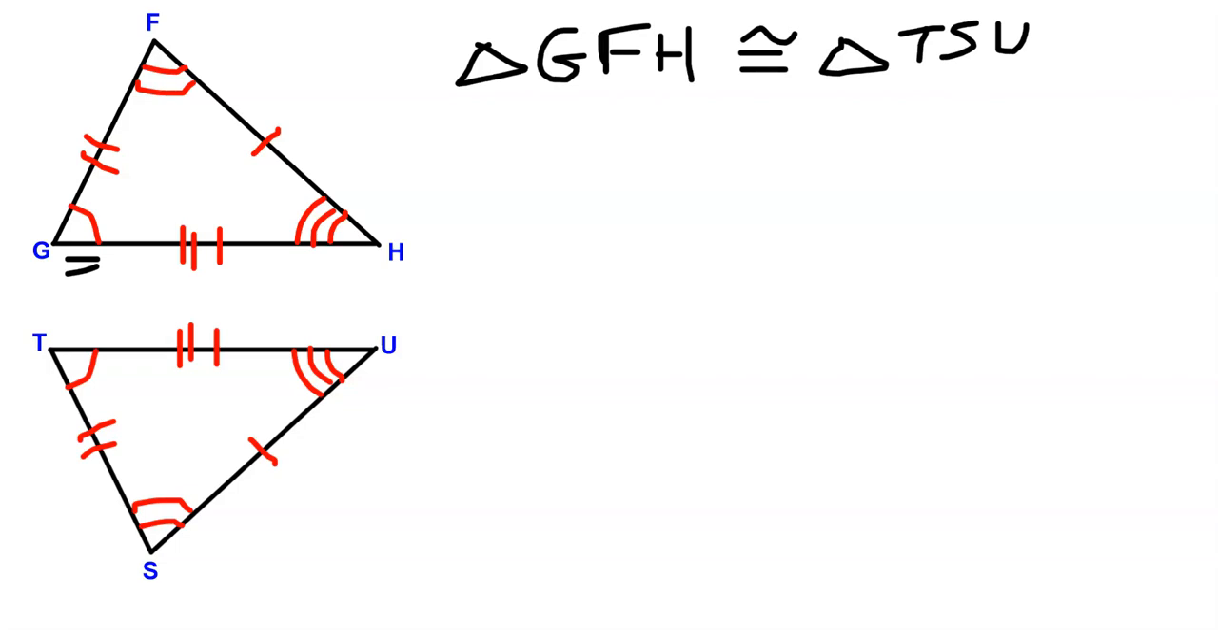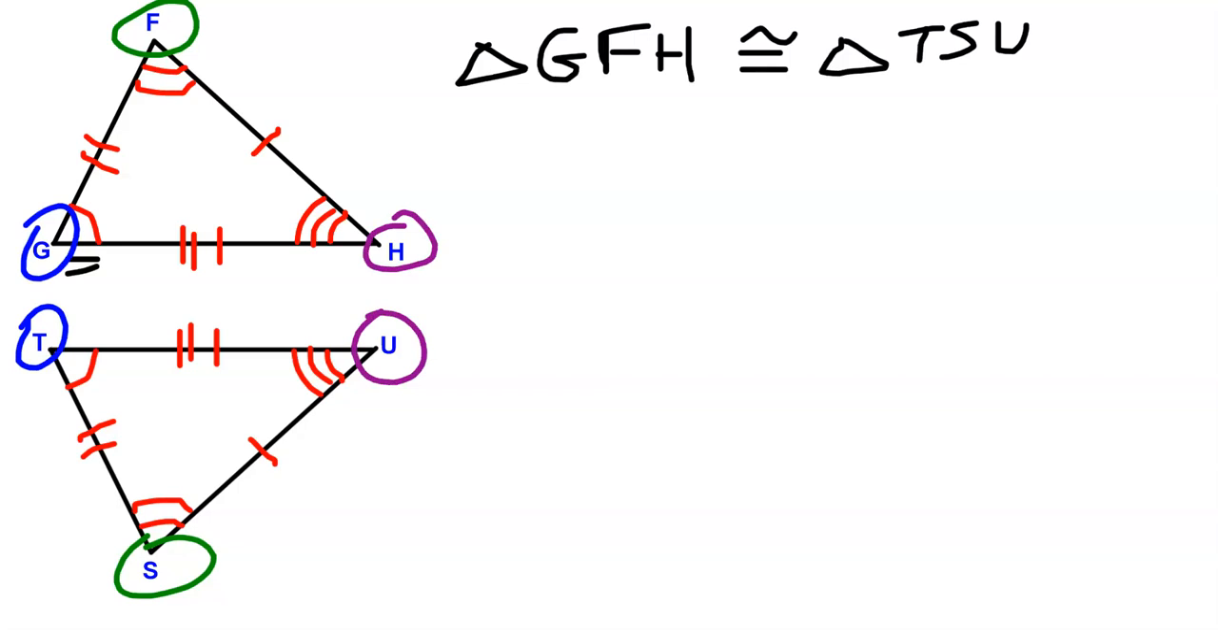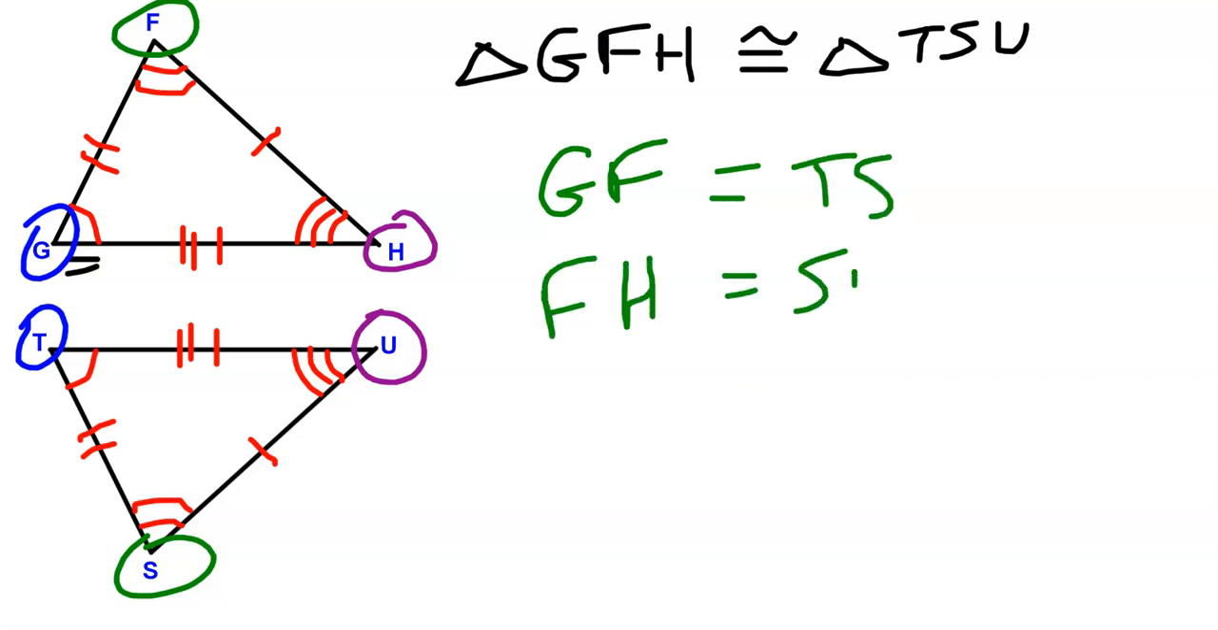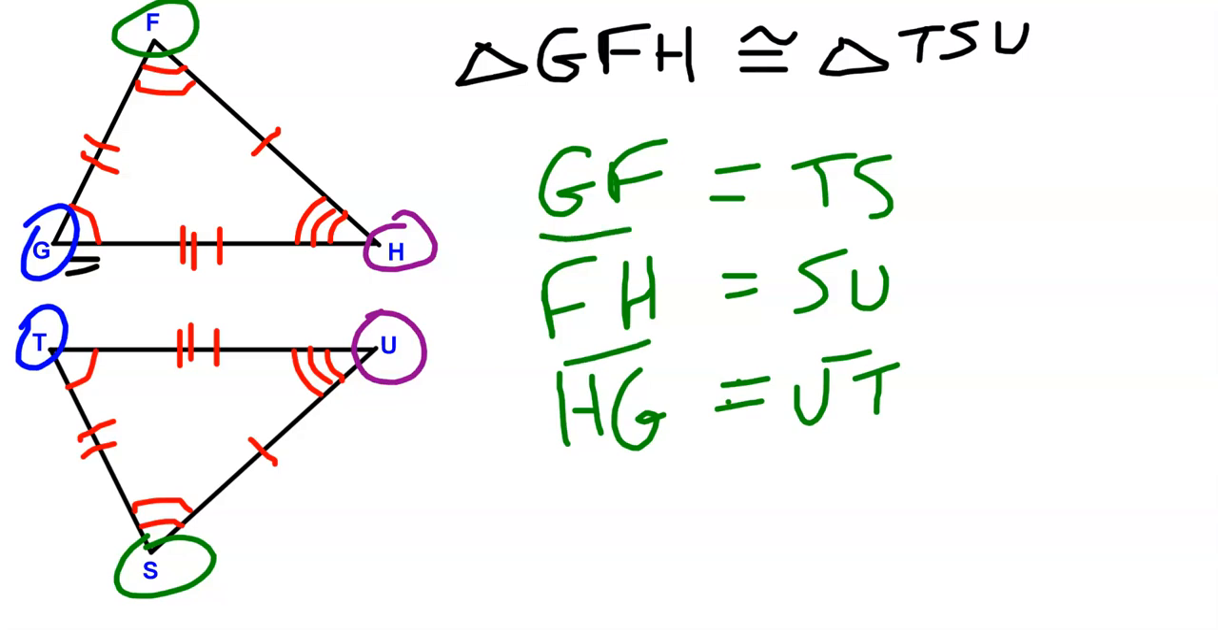And so then what that means in terms of corresponding pieces is that F corresponds to S, G corresponds to T, and H corresponds to U. And that means that our corresponding sides are GF and TS, FH and SU, and HG and UT. So all of those segments are corresponding so that they are all congruent.